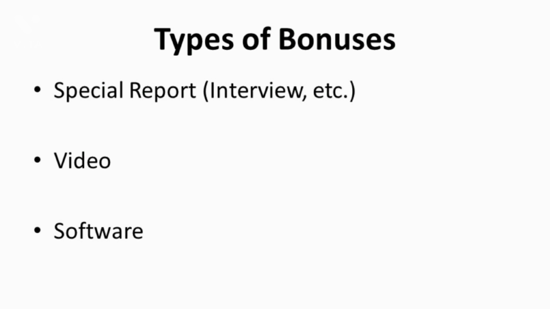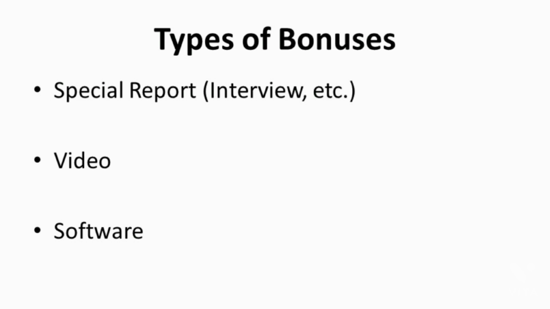One is a special report. A special report can be an interview, a testimonial, and many of the likes that pertain to the product. It can also be a video. This is especially true for affiliates that provide a more visual experience for the subscribers. Giving out downloadable software could be a nice bonus, especially for products that require a particular software or tool.